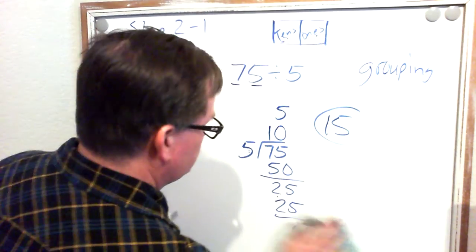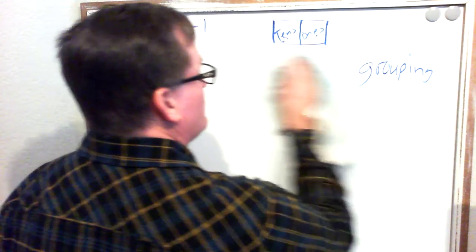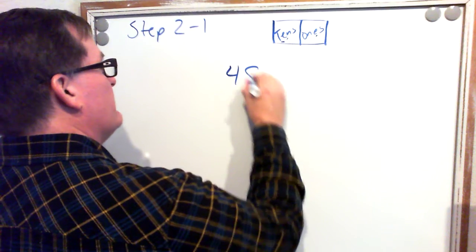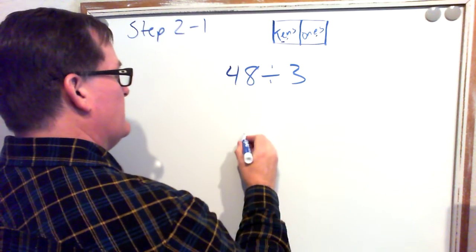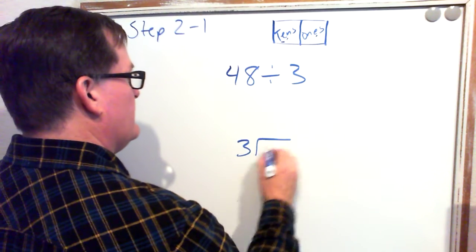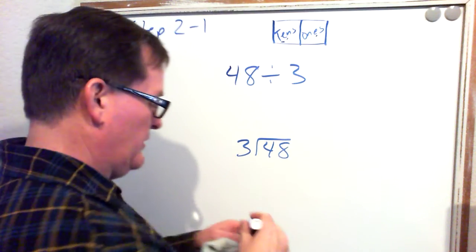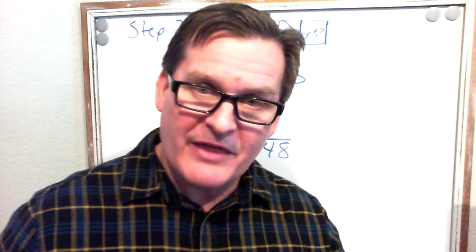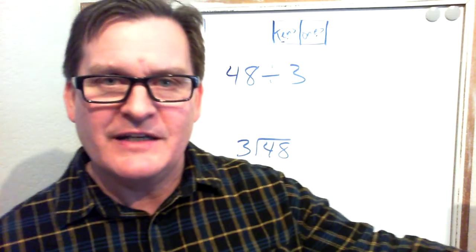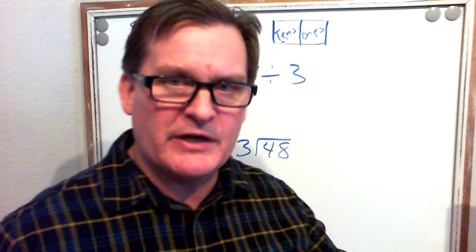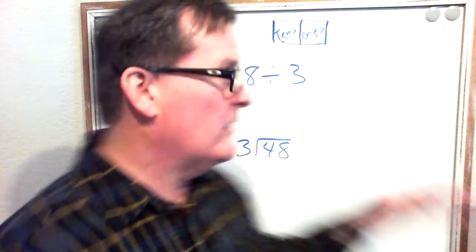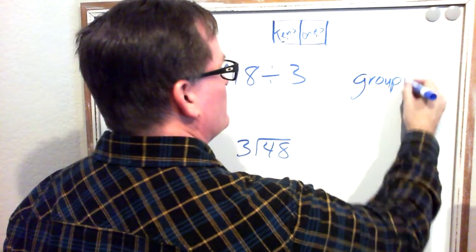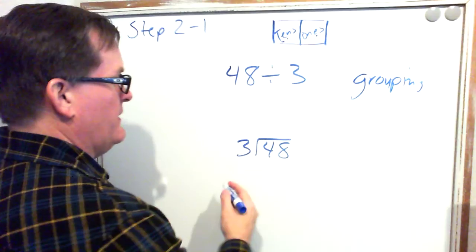Now let's do another one. I'm going to take 48 divided by 3 this time. It's going to be very similar. I'll put it into the standard structure for completing a division problem efficiently. Again, we're going to use what I call a stacking method. Eventually we won't use the stacking method anymore, but we're still trying to train your brain to see what's actually going on. When I break up these groups, we're still grouping.